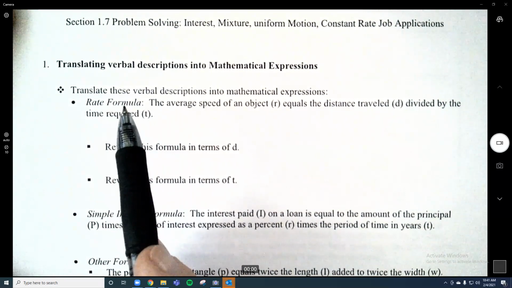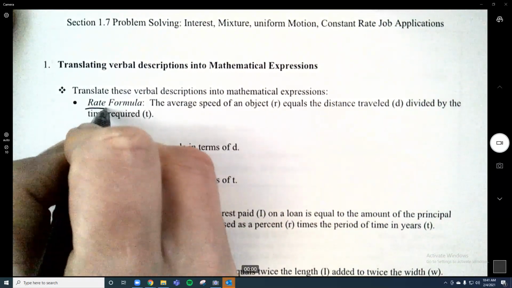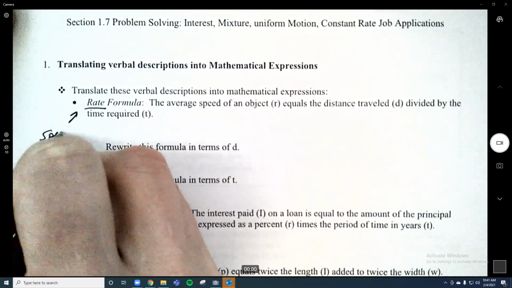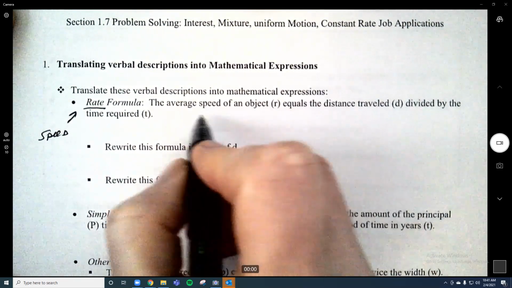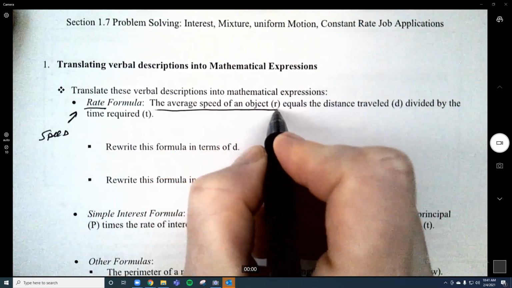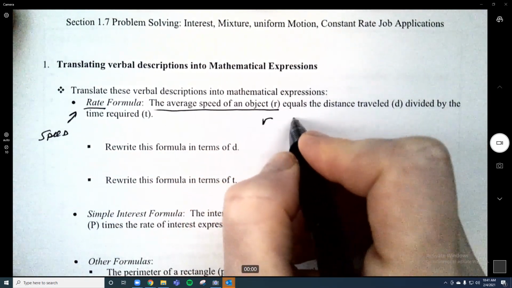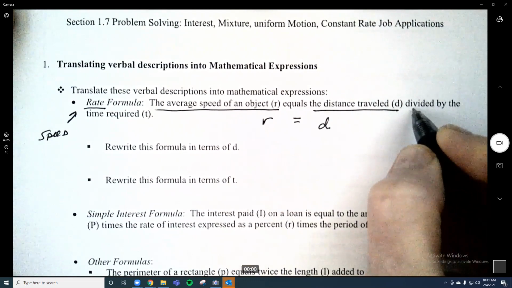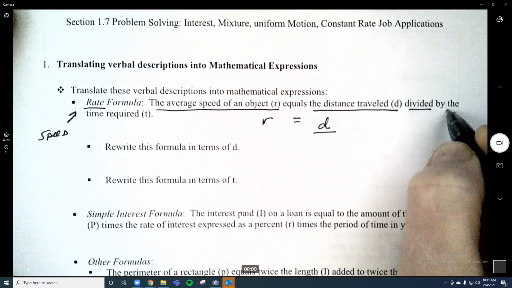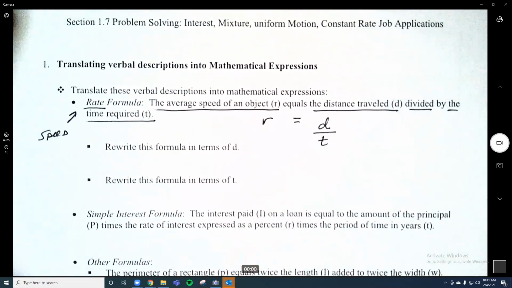For example, a rate formula. Another word for rate is also the speed of an object. So the average speed of an object, r, equals the distance traveled divided by the time required. So this formula, R equals D divided by T, is the formula for rate.